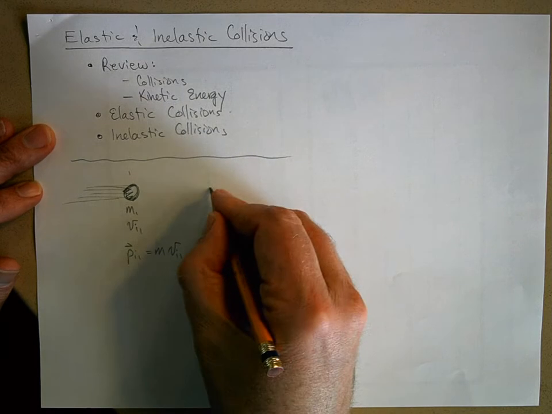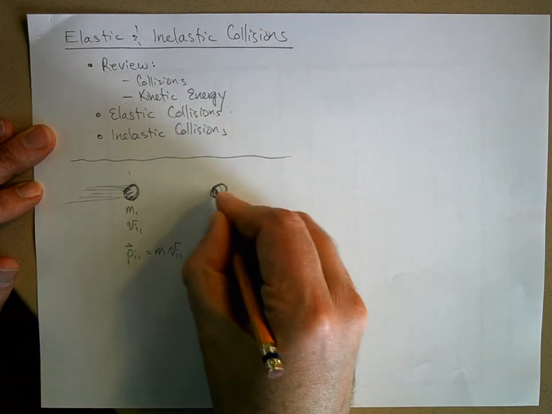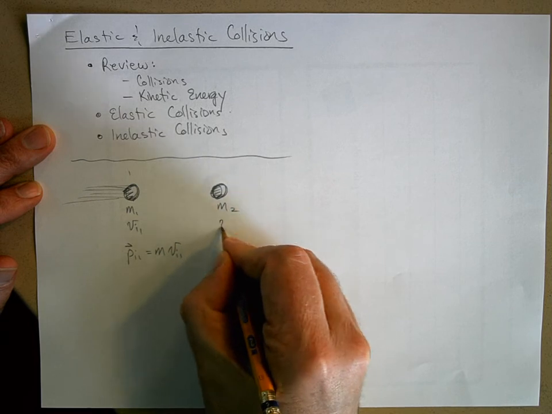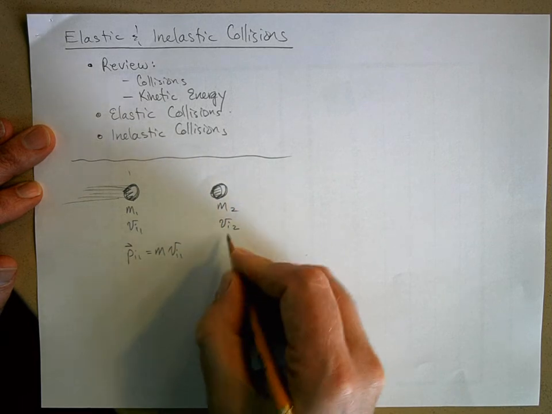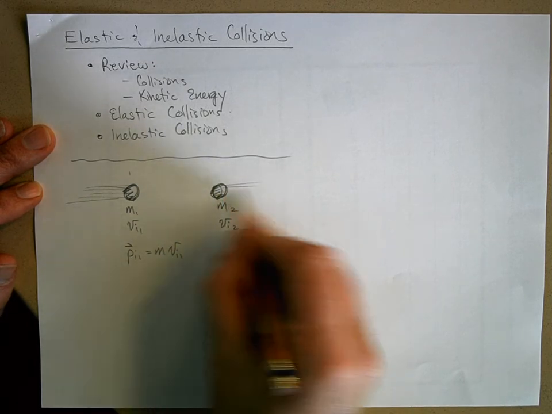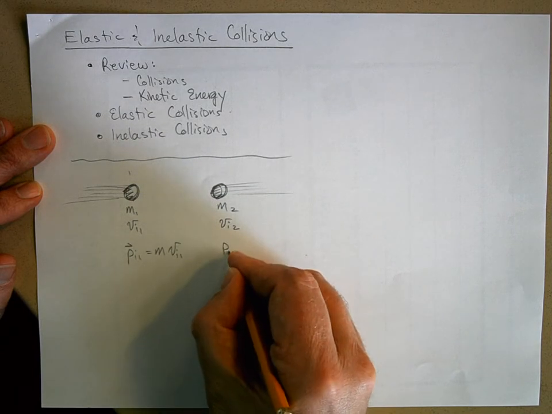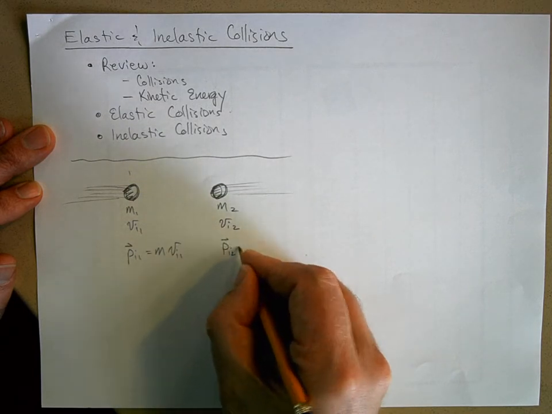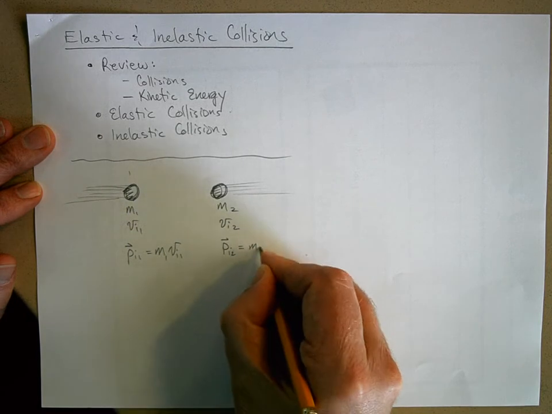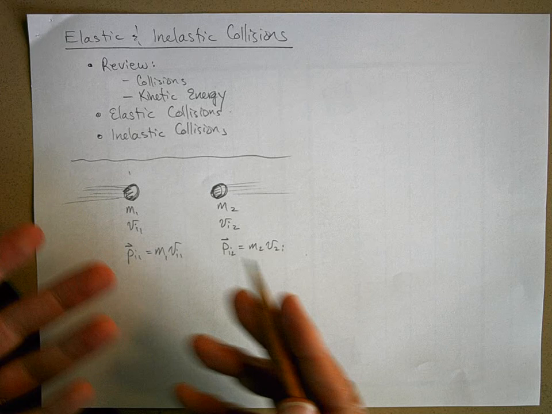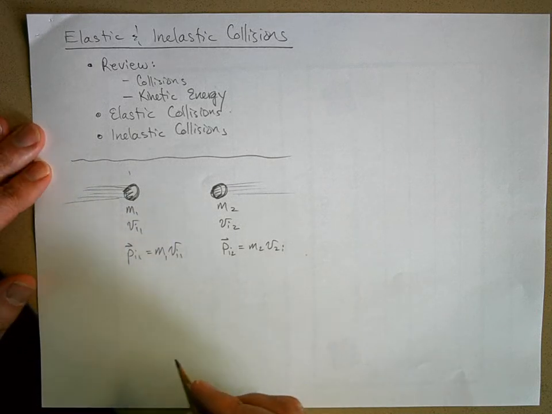And then maybe object 2 has a mass, and it has an initial velocity as well, and maybe it's going the other way. And so we say the initial momentum of object 2 is equal to m2 v2 initial.